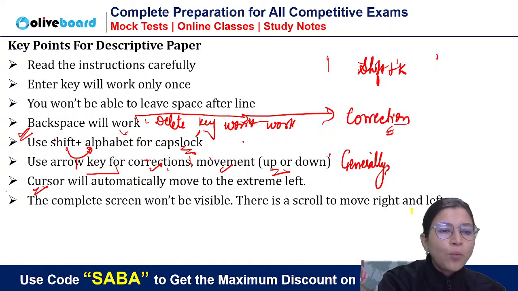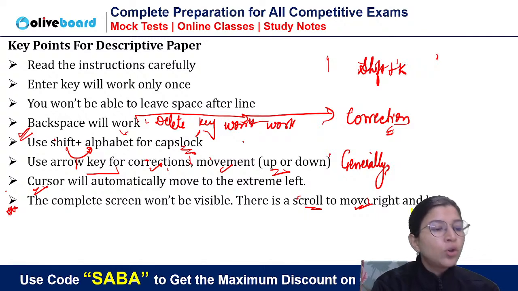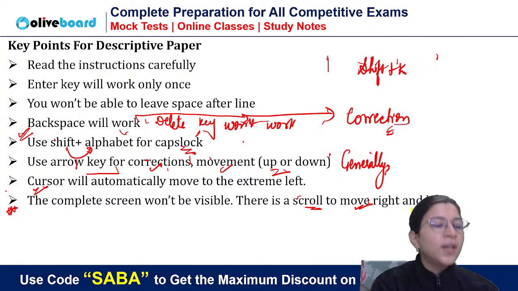अच्छा, one very important point that generally the interface is not that big that whatever you are writing will be visible to you. So some part is usually hidden, so what you will do, you will use the scroll bar. There will be a scroll bar, and using that scroll bar you can see whatever hidden part is there. So don't panic at that time that whatever you have written got deleted.